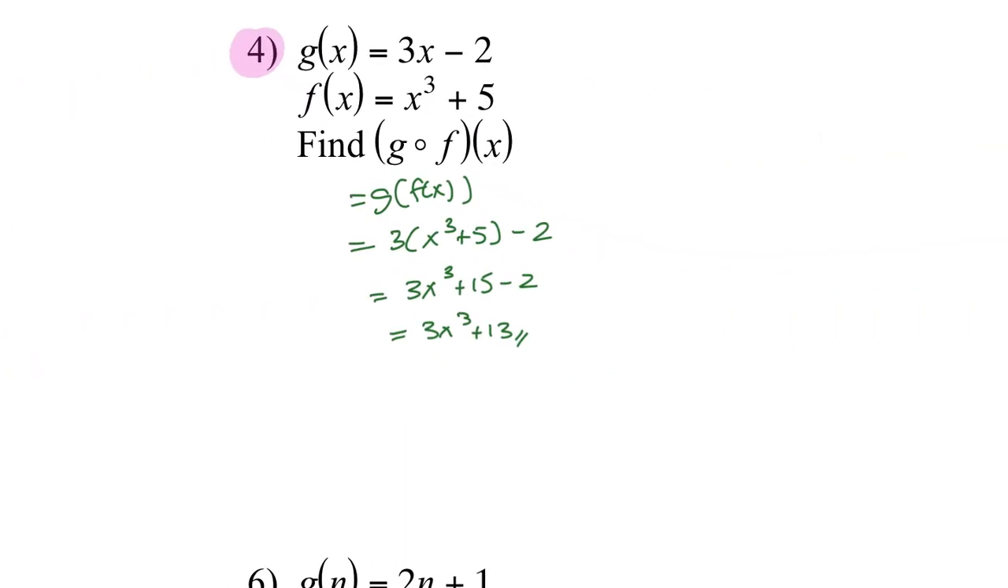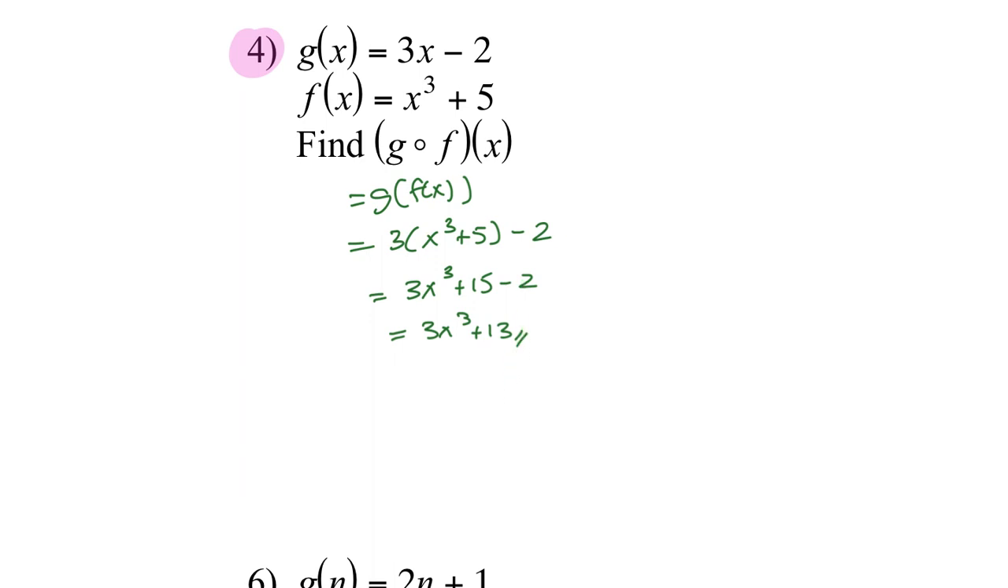Okay. On the next one, again, this is the same as g of f of x. So for every x on g, I'm going to substitute f. So this x, I'm going to change it for x cubed plus 5. I'm going to distribute the 3. So 3x cubed plus 15 minus 2. 3x cubed, then 15 minus 2 is 13.